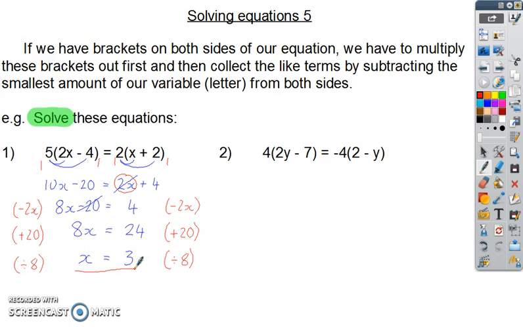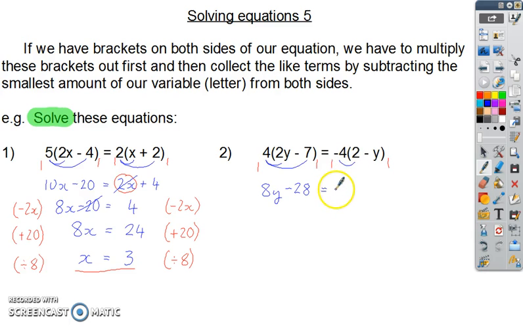Right then, question 2. This is a little bit more difficult, but nothing to be scared of, people. We just have to have confidence with our negative numbers. Right, here we go. So we're going to multiply out the two brackets first. On the left hand side, 4 times 2y is 8y, and 4 times negative 7 is minus 28. Equals in the middle. Okay, brackets on the right hand side, time to multiply those out.